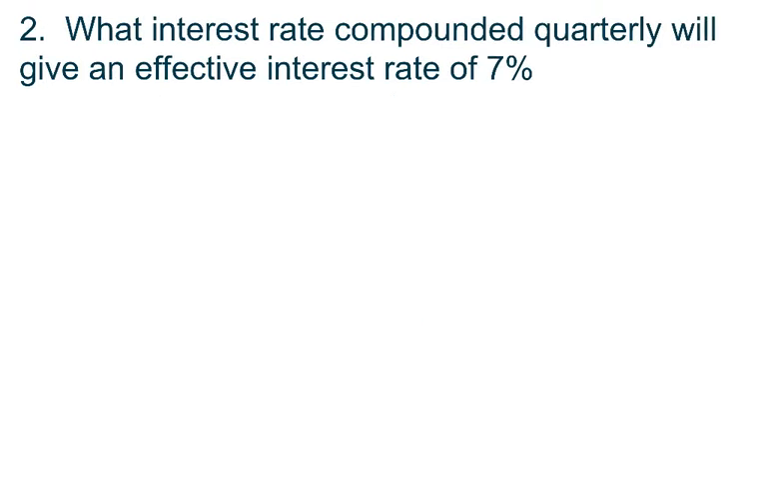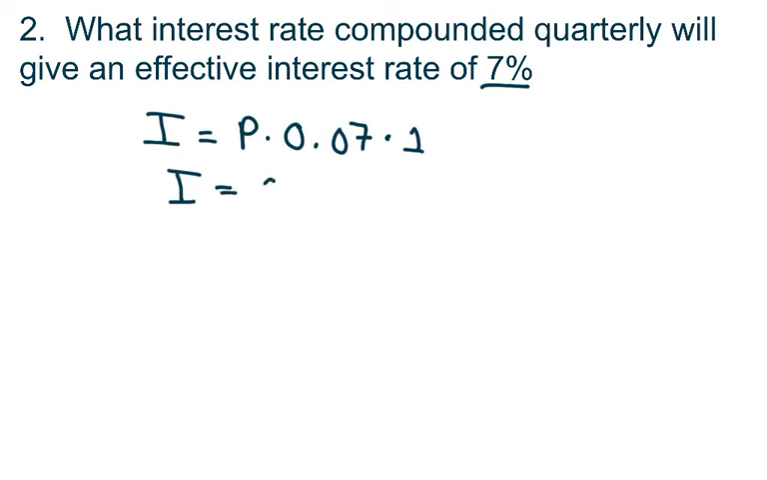Alright, the next one, we want to know what interest rate compounded quarterly will give an effective interest rate of 7%. So we're already given the effective interest rate of 7%, and we need to find the other interest rate. We have I equals P times 0.07 times 1. So I equals 0.07P. That looks better than that. Alright?